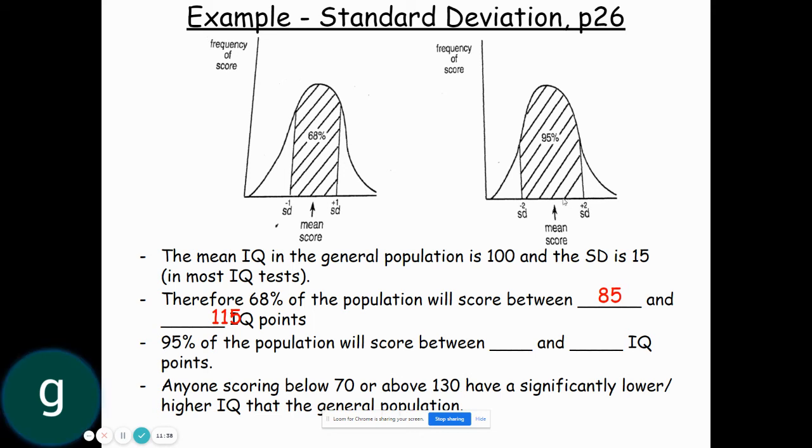95% of the population, you can see, is within two standard deviations. So that's 70, because that's two standard deviations of 15, or 130. You can see from this graph that 68% of people are within one standard deviation and 95% are within two. Anyone scoring below 70 or above 130 is significantly more or less intelligent than the general populace.